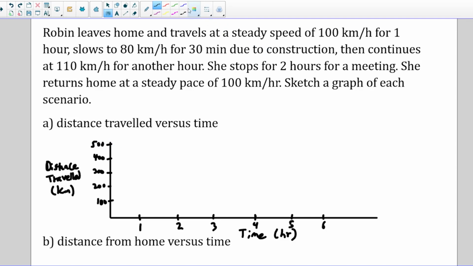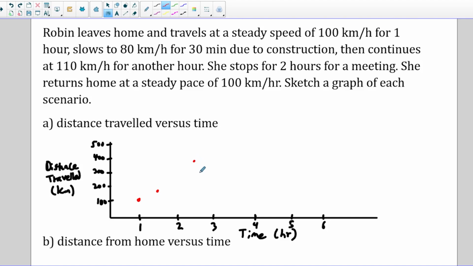Let's go ahead and graph this chart. So it says that she travels at 100 kilometers for 1 hour. So here, after 1 hour, she has reached 100 kilometers worth of distance. She slows to 80 kilometers for 30 minutes due to construction. So halfway in between, she only goes up to another 80 kilometers here. She continues at 110 kilometers for another hour. So we're gonna be about here. We're going from 180 all the way up to 390. So we're about here roughly.